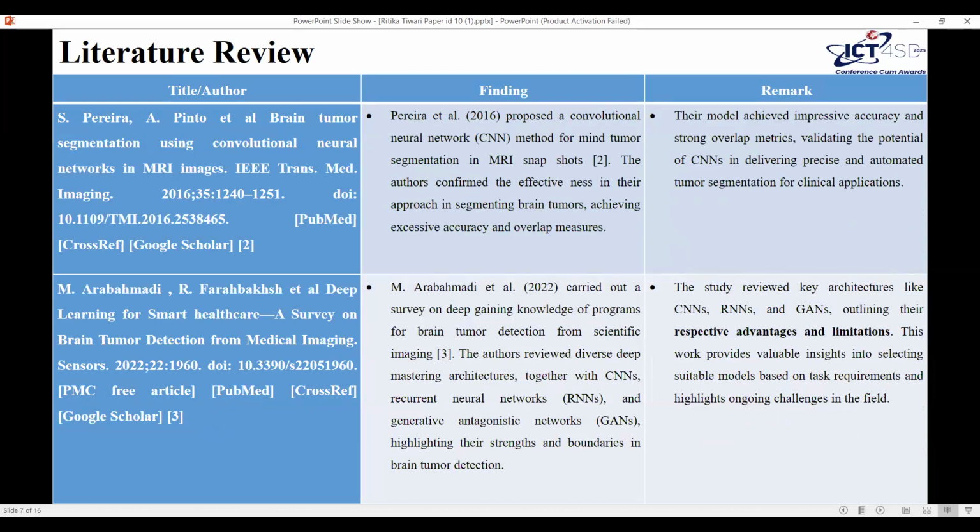Next review is on the use of CNN in MRI images, which achieves impressive accuracy, with strong overlap metrics validating the potential of CNN in delivering precise and automated tumor segmentation for clinical applications.